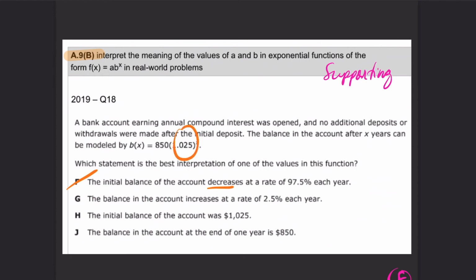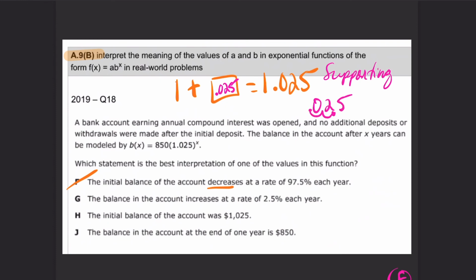So let's go ahead and look at the growth factor again. To get that number, you did 1 plus some number, and that's how you got 1.025. So obviously to get it, you just subtract 1.025 minus 1 and you get 0.025. And if you move your decimal 2 spaces to the right, you get 2.5. So the amount of money increased at a rate of 2.5% per year, making your answer G.